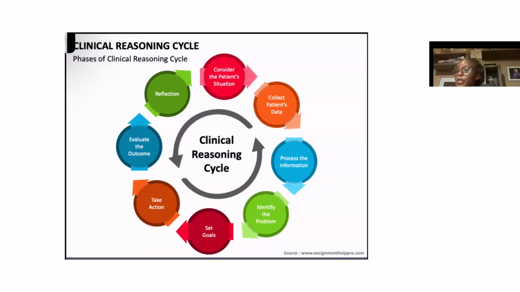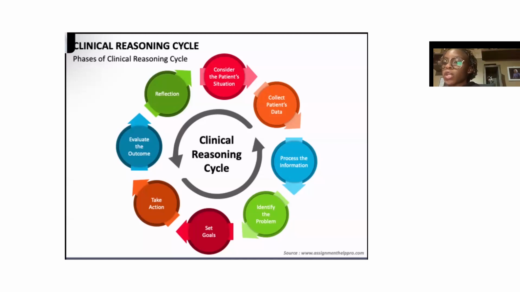Next, you want to process this information. So you want to interpret the cues that you've been collecting, and then interpret them in the context of your patient. At this point, you might already have your preliminary diagnosis. You're like, okay, maybe this patient might be having a ruptured abdominal aneurysm. So in this case, you want to have your diagnoses in order of the most life-threatening or organ-threatening or limb-threatening to the least likely or the least emergent.